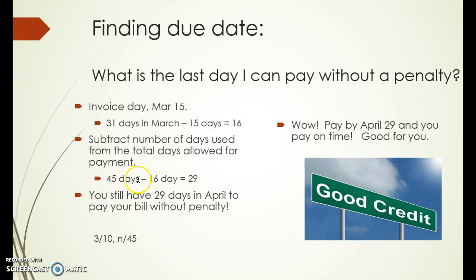Now, you have 45 days total to pay. You've already used up 16 days in the month of March. So 45 minus 16 leaves you with 29. So you still have 29 days into the month of April. So if you pay the net on or before April 29th, you're in good standing and you don't have to pay a penalty. Again, the trick here is simply to start with the total number of days in the month, subtract the day you start the invoice date, and then keep subtracting the number of days you've already used from the total, which in this problem is 45.